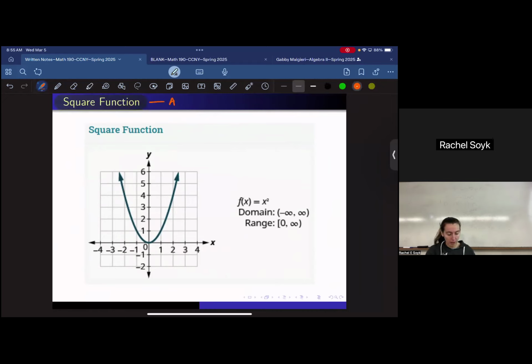All right, AKA our famous quadratic function. Other words you might see pop around are parent function or toolkit function. That one you don't see as often.